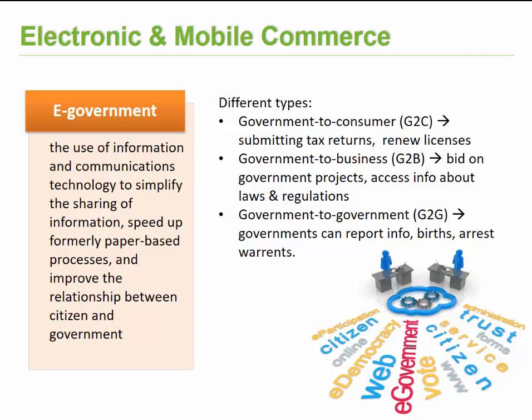And then finally, government to government is where governments can report information to each other. For example, information about individuals, births, arrests, warrants, all those kinds of things. In our next discussion, we're going to continue and talk about mobile commerce.